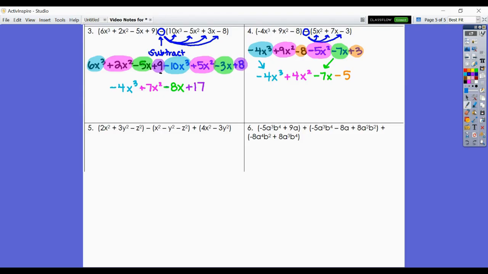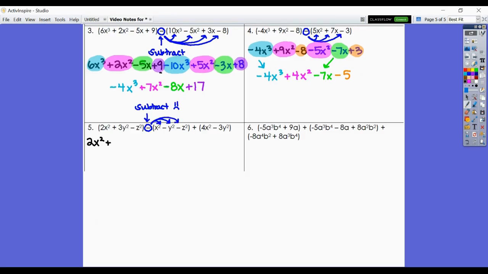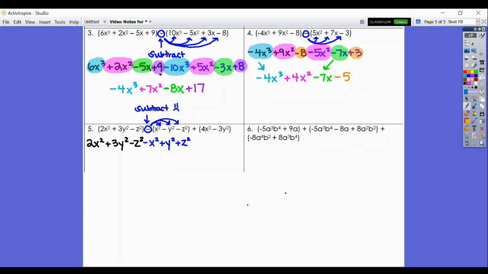And with addition, we can just drop those parentheses. So 2x squared plus 3y squared minus z squared. Second parentheses changes to a negative x squared plus y squared plus z squared. And like I said, the last parentheses, because addition, we just drop the parentheses and have 4x squared minus 3y squared. The inside stays unchanged when it's addition, not subtraction.